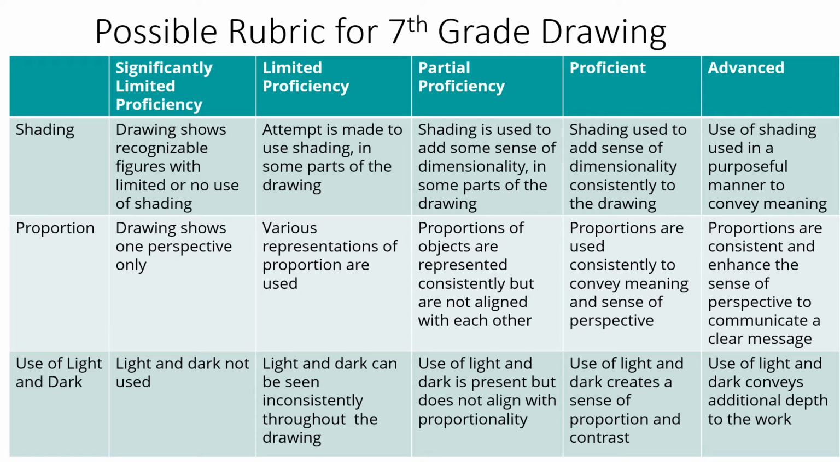So if you look on the left side, they have the skills, the shading, proportion, and the use of light and dark. And then across the top are the skill proficiency levels. So the descriptors inside the boxes should describe in detail what the students can do at each proficiency level. So please remember this is just an example, but feel free to stop and read through those different descriptors and just better understand the example of the rubric.